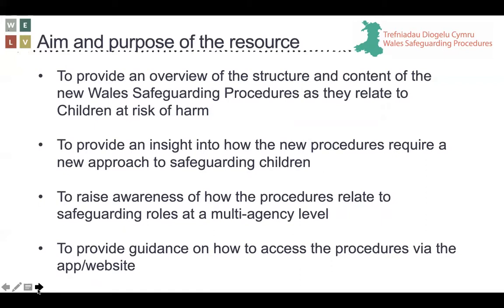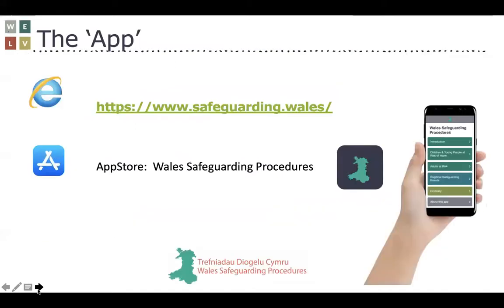However, our approach and application of practice at each of those stages needs to be reconsidered. The purpose of the resource is also to raise awareness of how these procedures relate to safeguarding roles at a multi-agency level. And as described, the supporting videos will provide guidance on how to access them via the app or via the website. The app can either be accessed on the internet following the link here, or can be downloaded from an app store on a smartphone by typing in Wales safeguarding procedures and following the link of the image here.